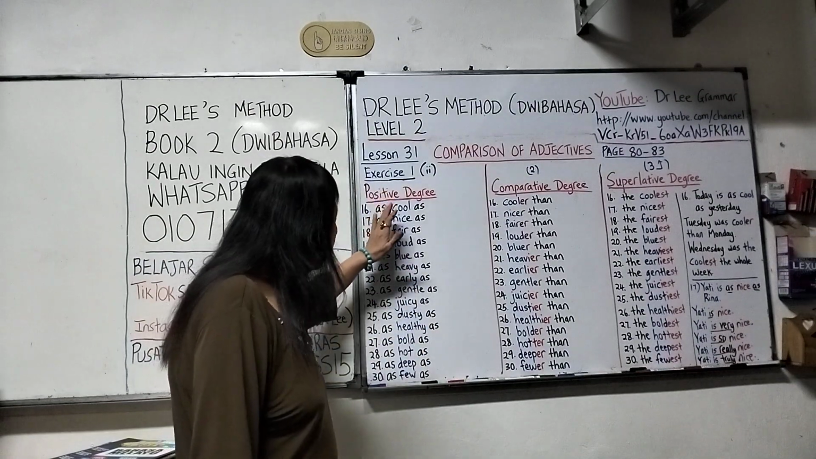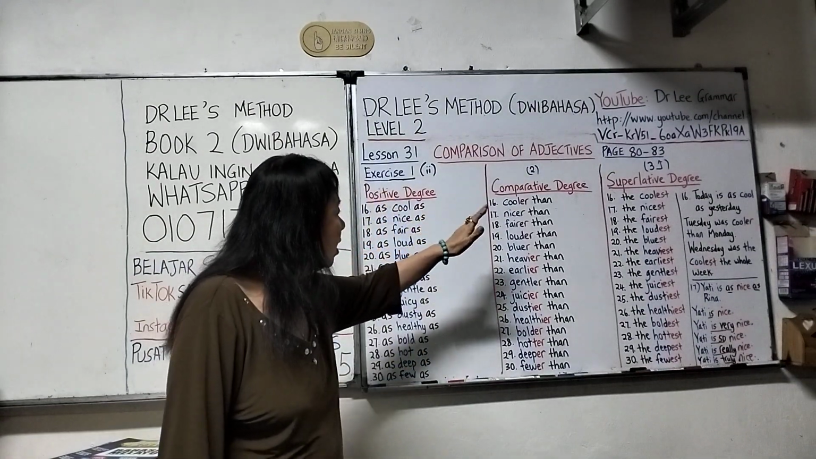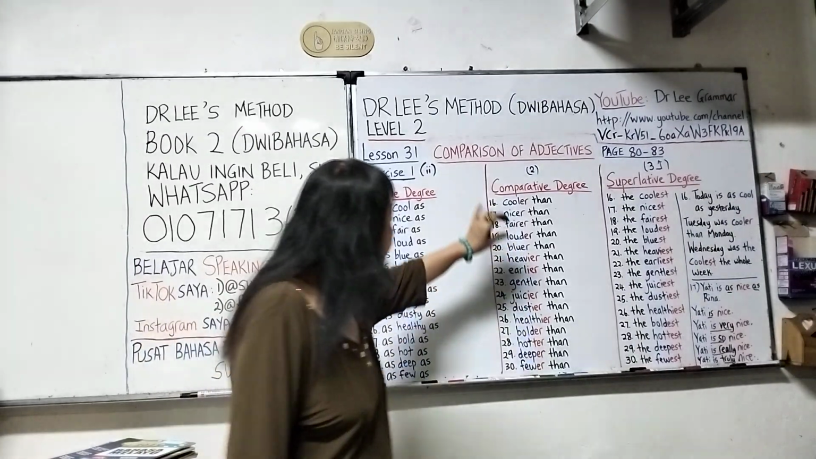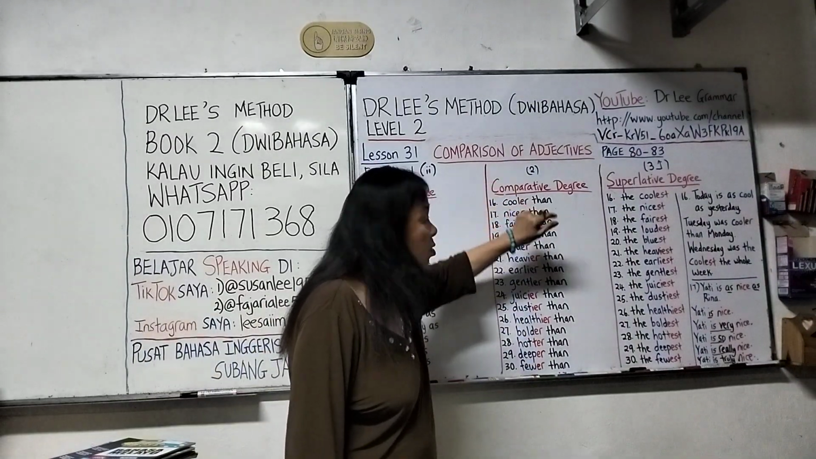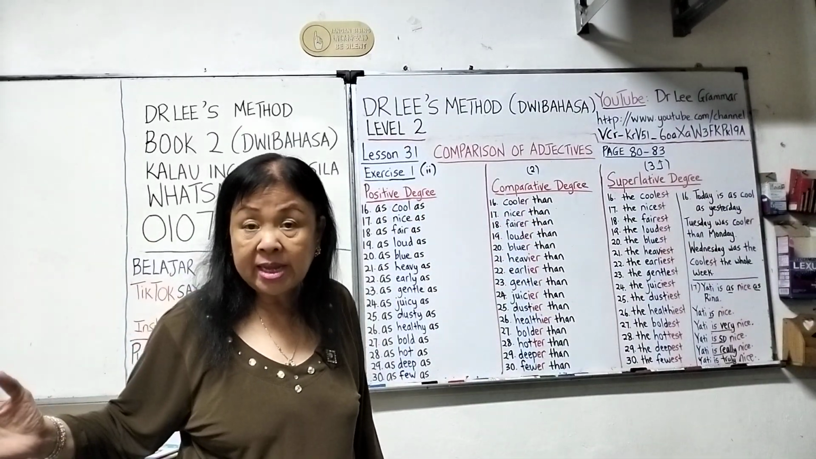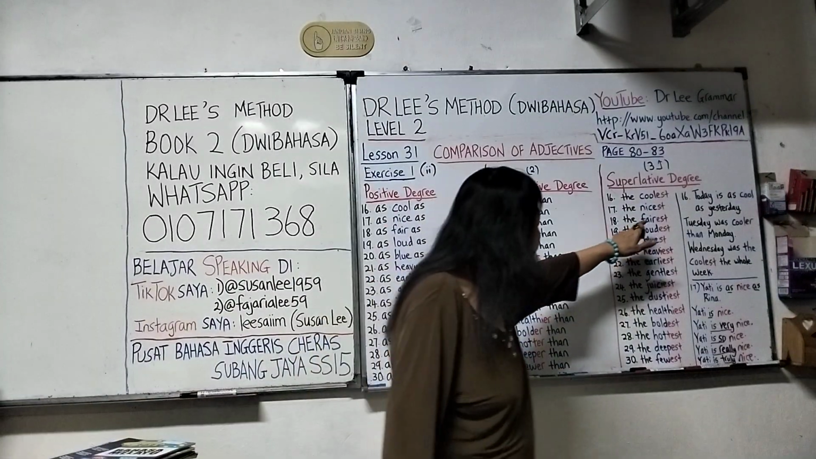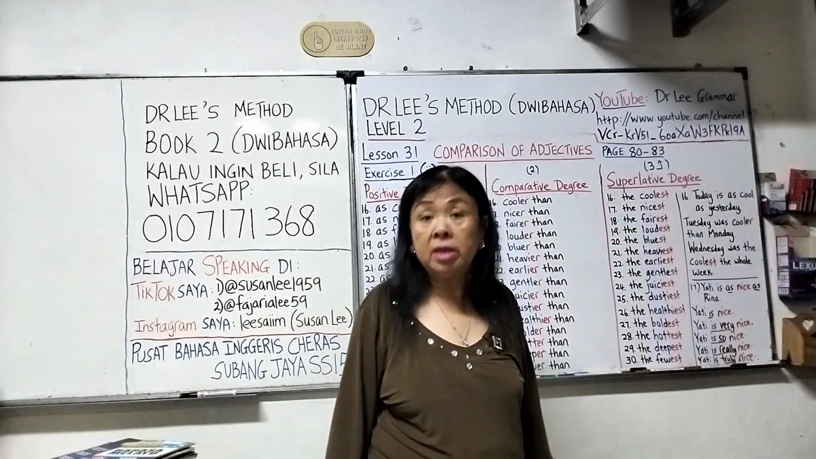So, as cool as, cooler than, the coolest. So this is comparing 2. That's why you need to put than behind the adjective. And then because this is est, in front you need to put the.